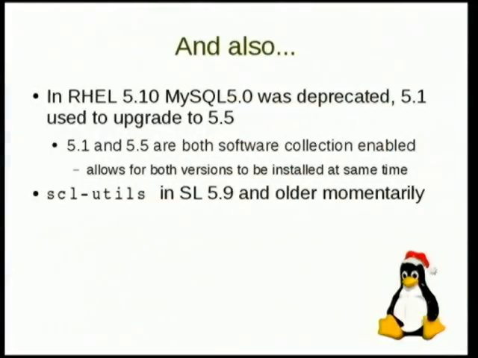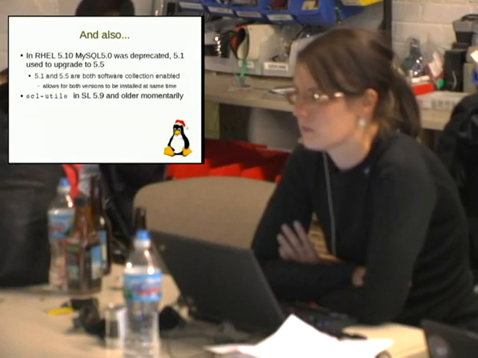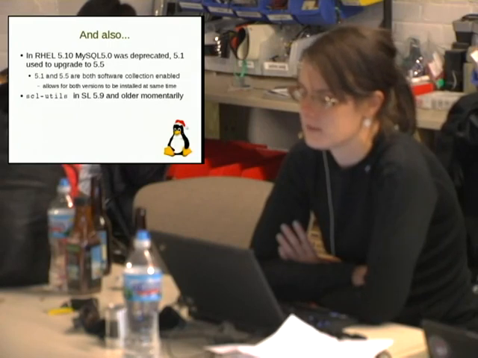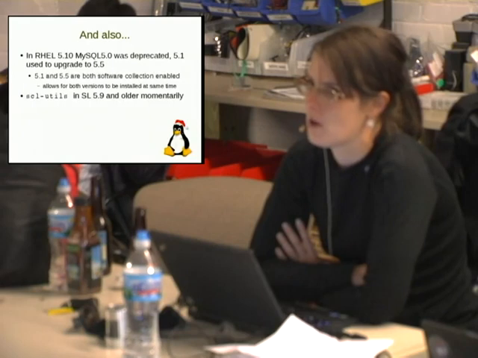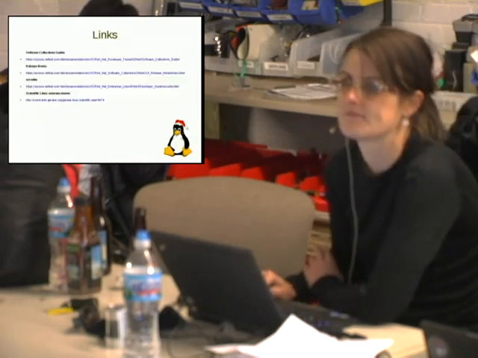And a couple of extra little things. RHEL decided to just get rid of MySQL in 5.10, and they provide 5.1 and 5.5 as software collections. That's sort of a heads up. For that reason, when they did that, they made SCL Utils available in RHEL 5. The way Scientific Linux works is a little different. I talked about it when I spoke about Scientific Linux, but next week, SCL Utils will be in all of SL5. Right now, it's just in 5.10.